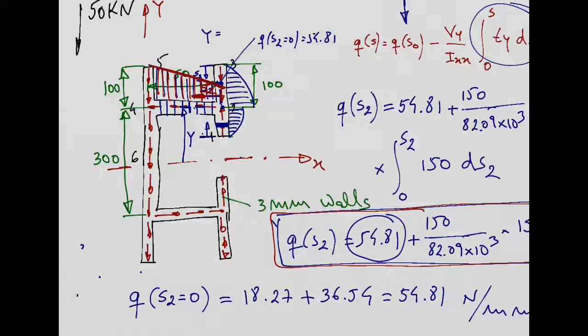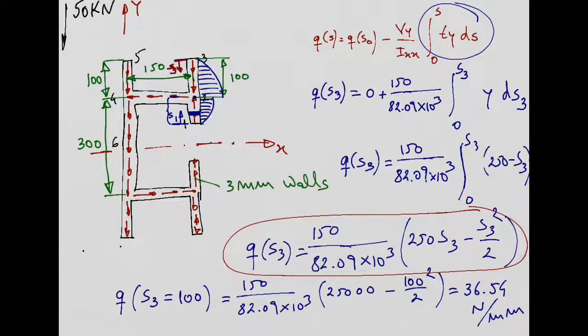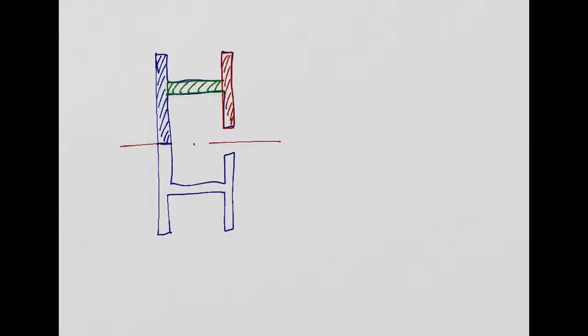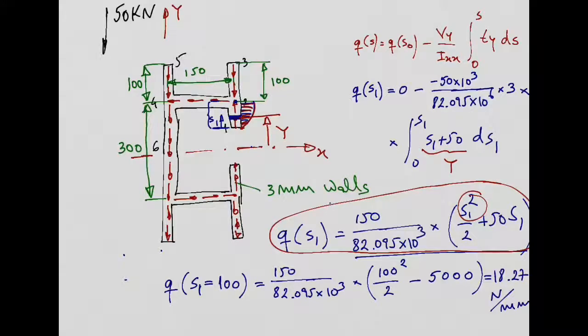So one important thing was this initial value for the shear flow at point 2. We obtained this initial value of 54.81 from the two previous analyses. So here in this equation I replaced S1 by 100. So S1 here and S1 here replaced by 100. That's what we did here. And then we obtained 18.27.